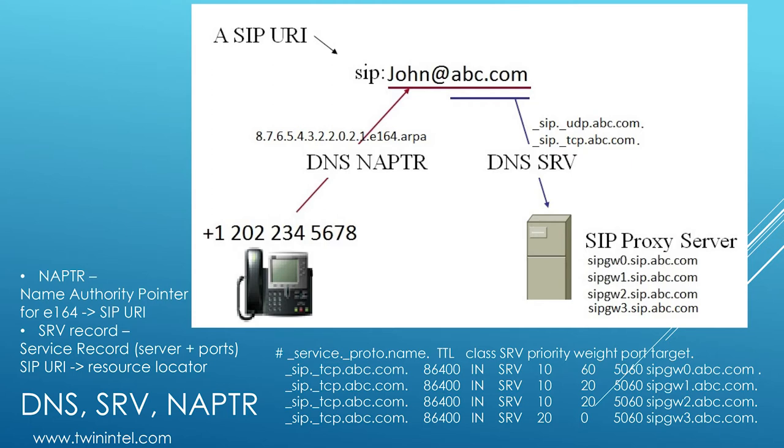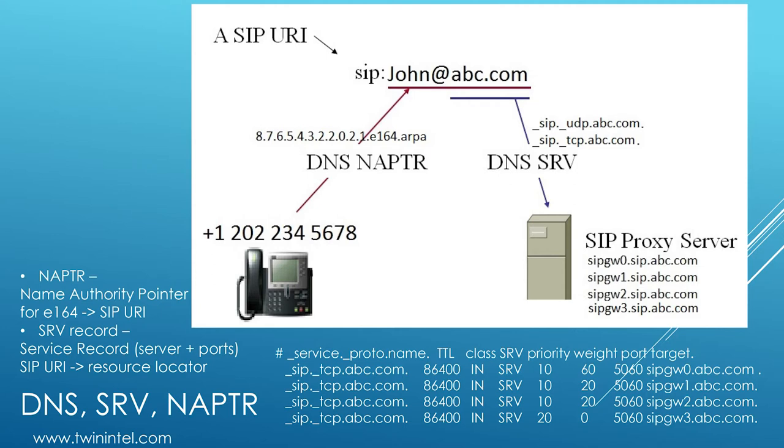If we have a look at it closely, we can see three servers. They have priority 10, and one has 20, and the weights are 60, 20, and 10. They all can handle SIP, port 5060, and the domain name is given. This is gateway 0, gateway 2, 3, 4. So can anybody say what priority 10 and weight 60 mean?